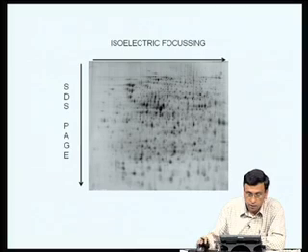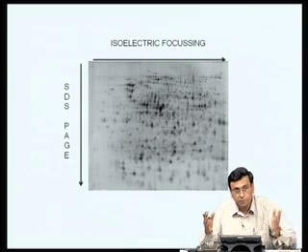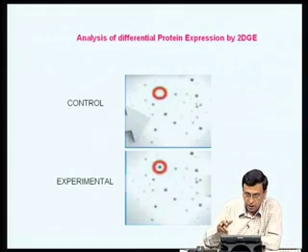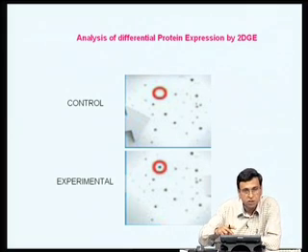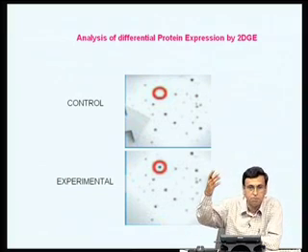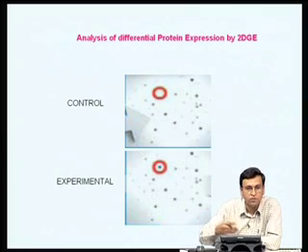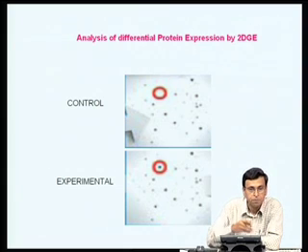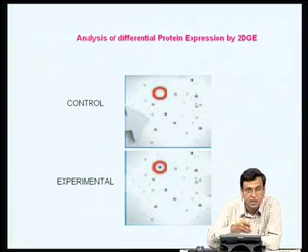Once you have separated the proteins, how do you identify them? Here I have given you one example of what you do by two-dimensional gel electrophoresis. Let us say this is the protein mixture from a control sample, and this is a protein mixture from an experimental sample. As I mentioned in the case of microarray, it can be any two different physiological situations. Control means unstimulated versus stimulated. It can be a quiescent cell versus a proliferating cell, without ligand, with ligand, any two different physiological conditions.